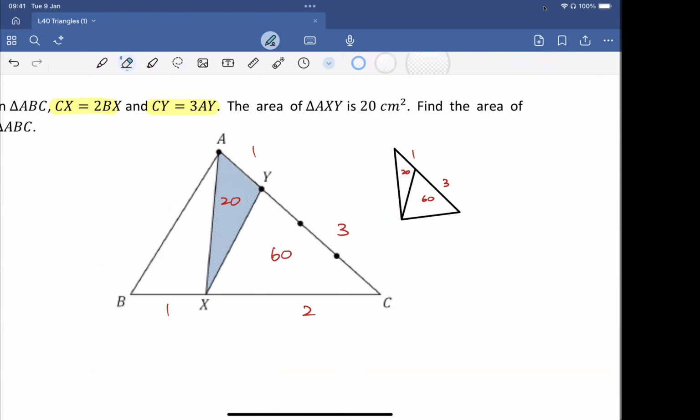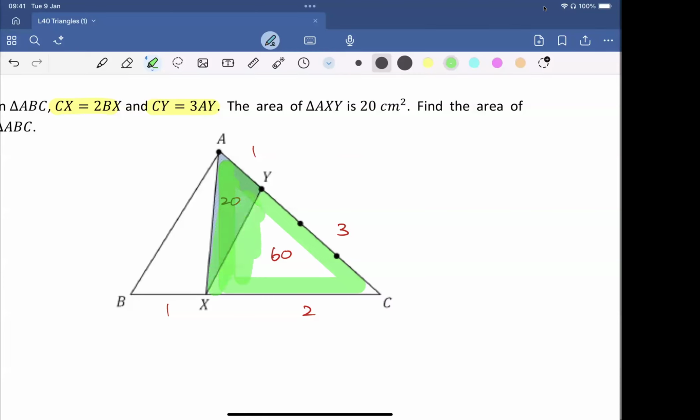Okay, so students, next time, just because the base is not at the bottom, it doesn't mean you cannot solve it. The base can be anywhere. Okay, so the bases can be here. No problem. Okay? So now let's continue. Now I would like to compare the entire green triangle with the yellow triangle. So which line is the base?